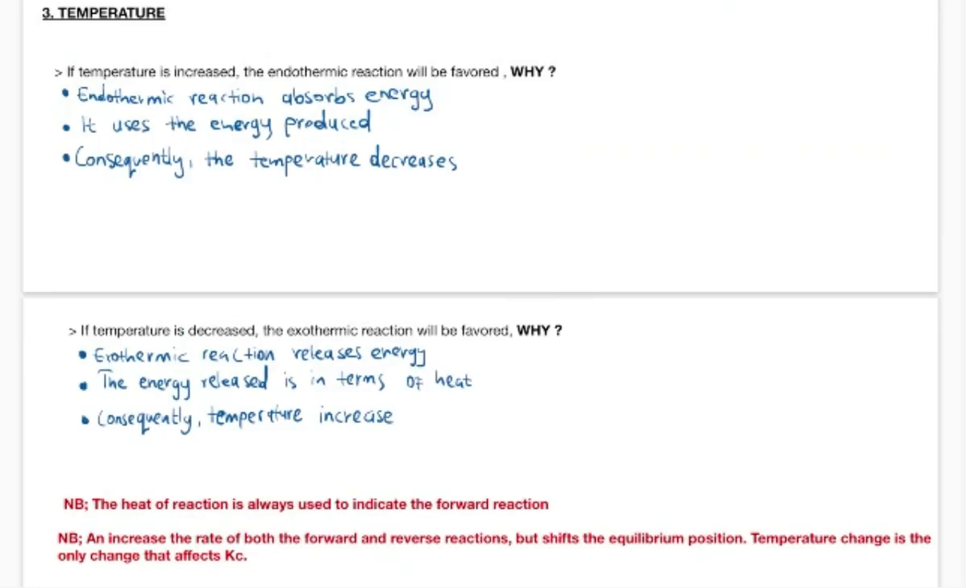So pre-knowledge from grade 11, you know that the endothermic reaction absorbs energy. So if the temperature was increased for that system, the endothermic reaction will use that energy. Will favor the endothermic reaction. Why? Because we use the energy produced. The energy is in the form of heat. Temperature is increased, we're talking about heat. So consequently, when we use the energy produced, the temperature will decrease. So we absorbed that heat. So the temperature will decrease.